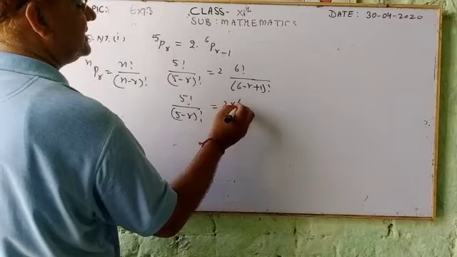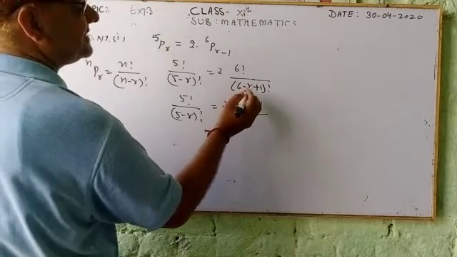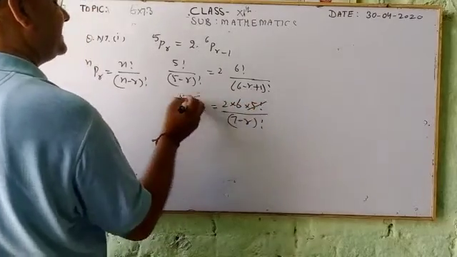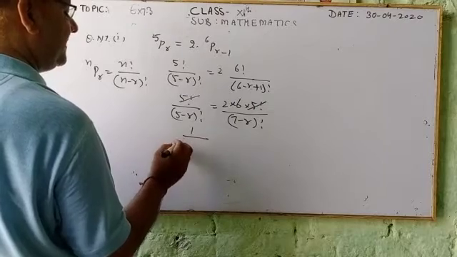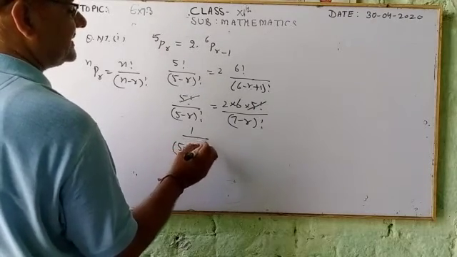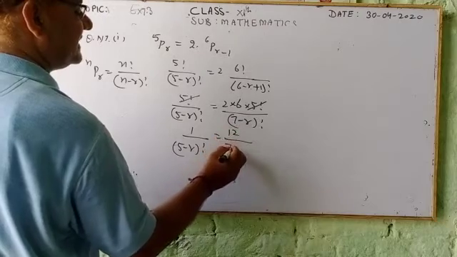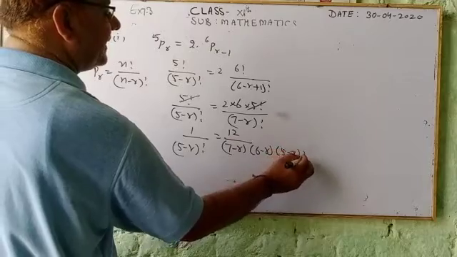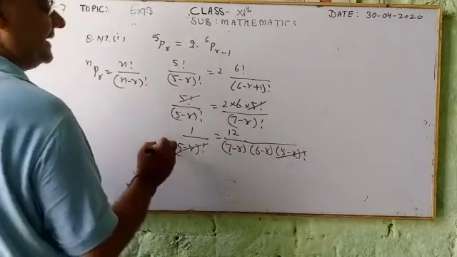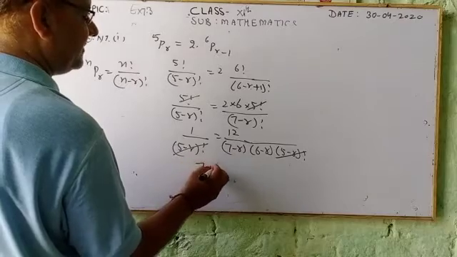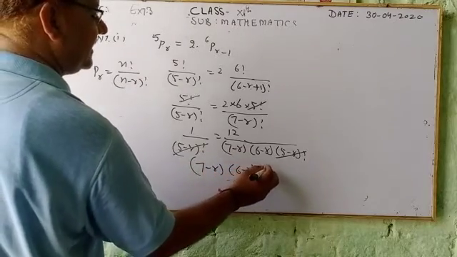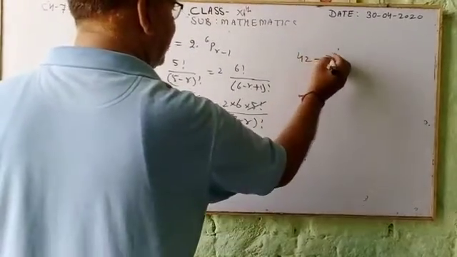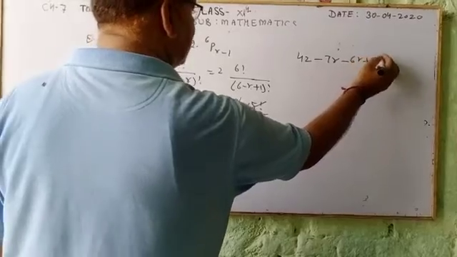6 factorial can be written as 6 into 5 factorial, and this will be 6 plus 1, that is (7 minus r) factorial. We can cancel the 5 factorial. So 1 upon (5 minus r) factorial equals 12 upon (7 minus r) factorial. We cancel out, and after cross multiplication, (7 minus r)(6 minus r) equals 12. We multiply 7 by 6, that is 42, minus 7r minus 6r plus r square equals 12.